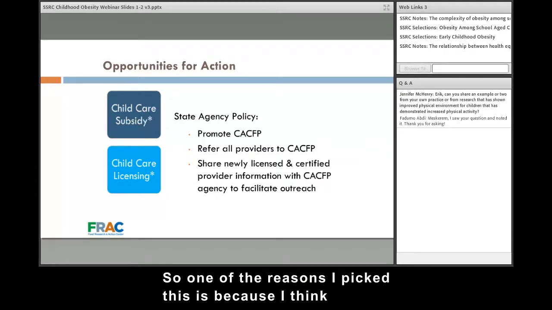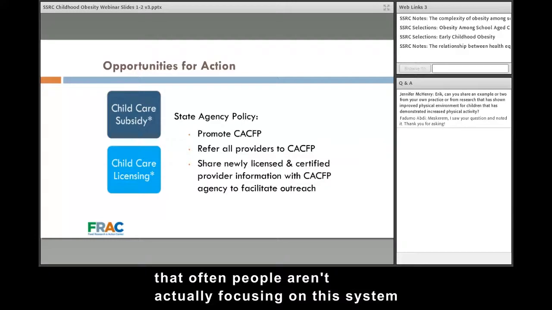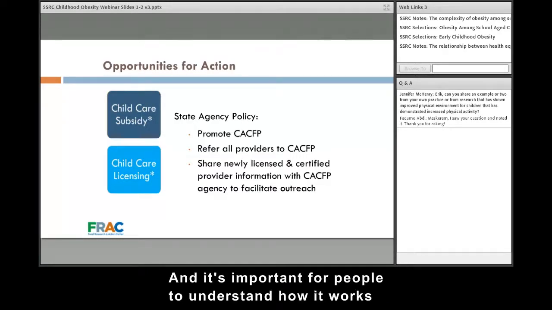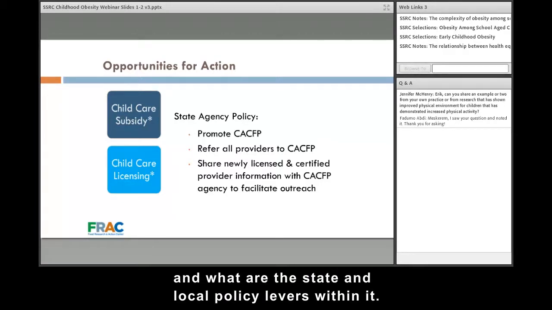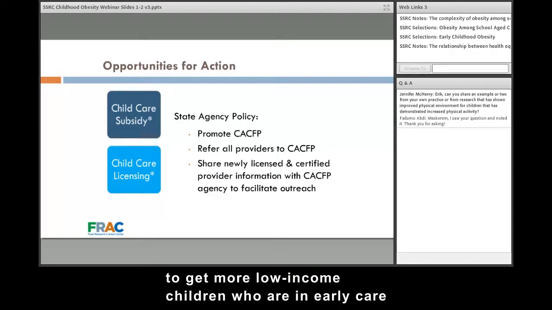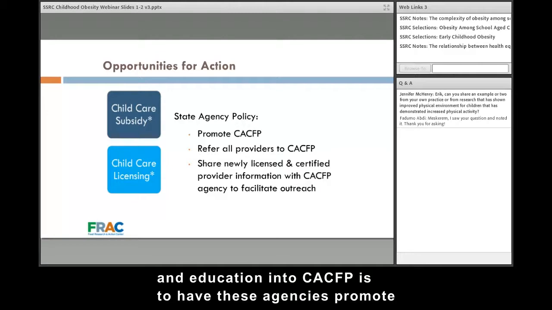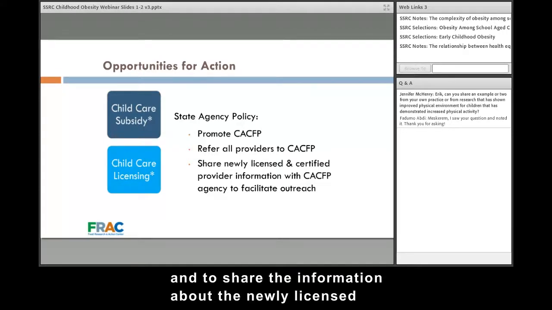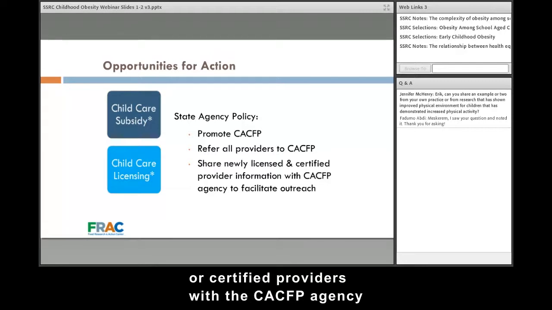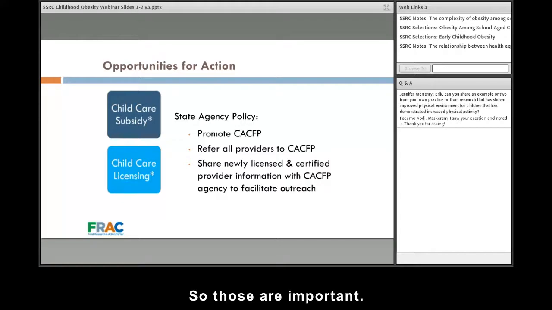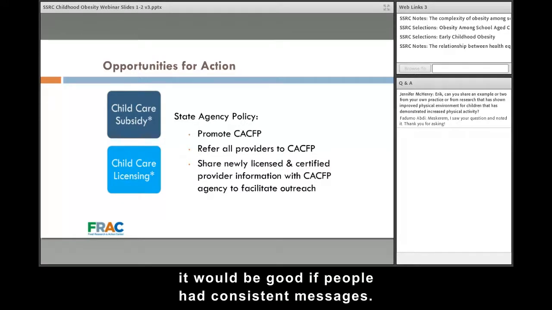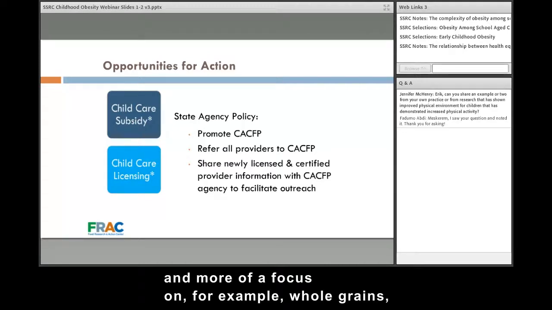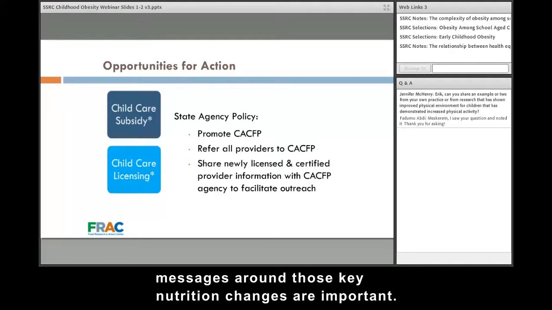One of the reasons I picked this is because I think that often people aren't actually focusing on this system when they think about obesity prevention and food insecurity, but I think it is important, and it's important for people to understand how it works and what the state and local policy levers within it are. One of the key things when you're talking about trying to get more low-income children who are in early care and education into CACFP is to have these agencies promote the program, refer all the new providers to CACFP, and share the information about the newly licensed or certified providers with the CACFP agency to facilitate outreach. Those are important. In addition, of course, from a nutrition point of view, it would be good if people had consistent messages. And now that we have the new meal pattern and more of a focus on, for example, whole grains, messages around those key nutrition changes are important.